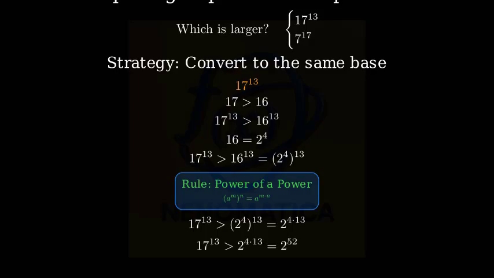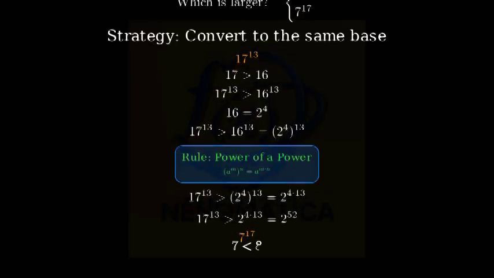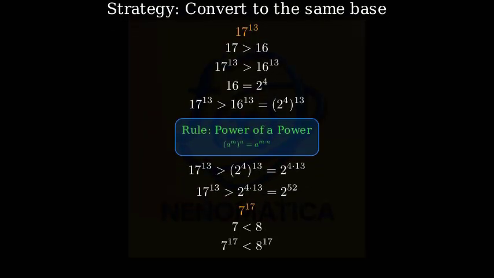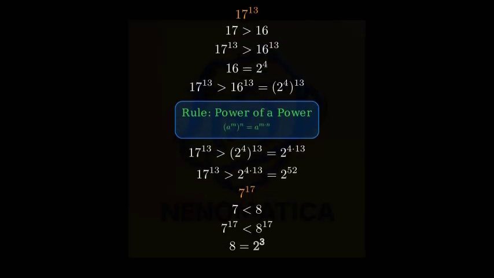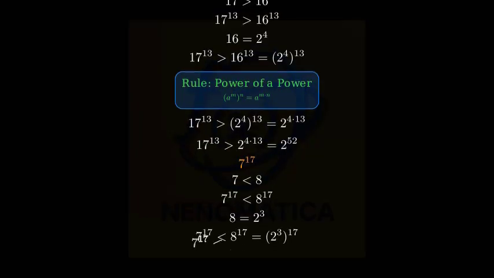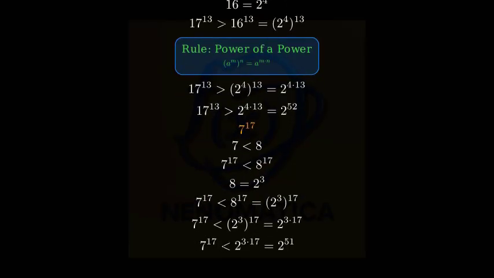Now, let's analyze the second expression. We have 7 to the power of 17. We can observe that 7 is less than 8. This means that 7 to the power of 17 is less than 8 to the power of 17. Similar to our approach with the first expression, we can rewrite 8 as 2 to the power of 3. So 8 to the power of 17 becomes 2 to the power of 3, all raised to the power of 17. Using the power rule again, 2 to the power of 3, all raised to the power of 17, equals 2 to the power of 3 times 17, which is 2 to the power of 51.